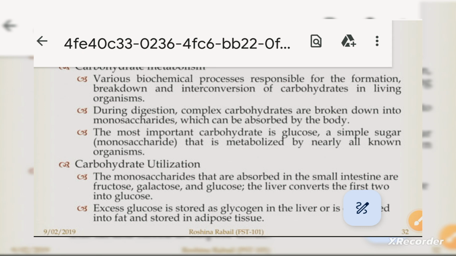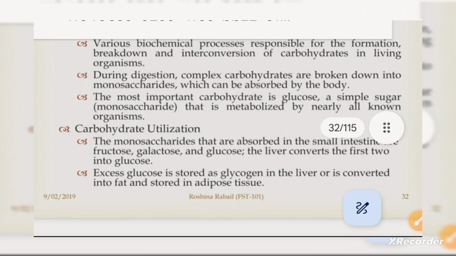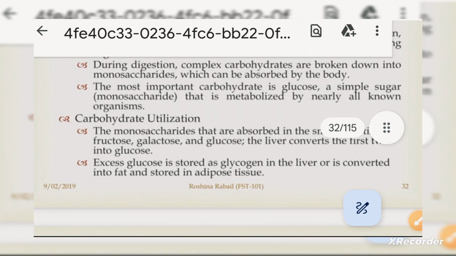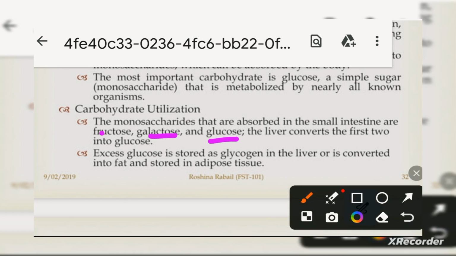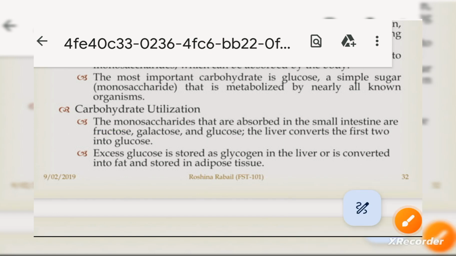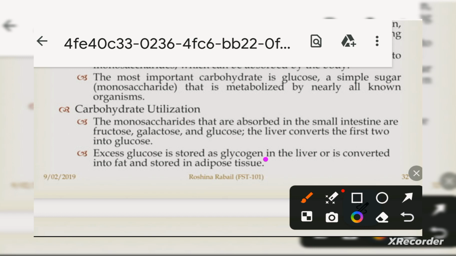The most important carbohydrate is glucose, a simple sugar. This is metabolized by nearly all organisms. Carbohydrate utilizes the monosaccharides absorbed in the small intestine: fructose, galactose and glucose, all of them monosaccharides. The liver converts fructose and galactose into glucose, and glucose is absorbed into the blood stream. Excess glucose is stored as glycogen. Glycogen in the liver is converted into fat and stored in adipose tissue. Clear?